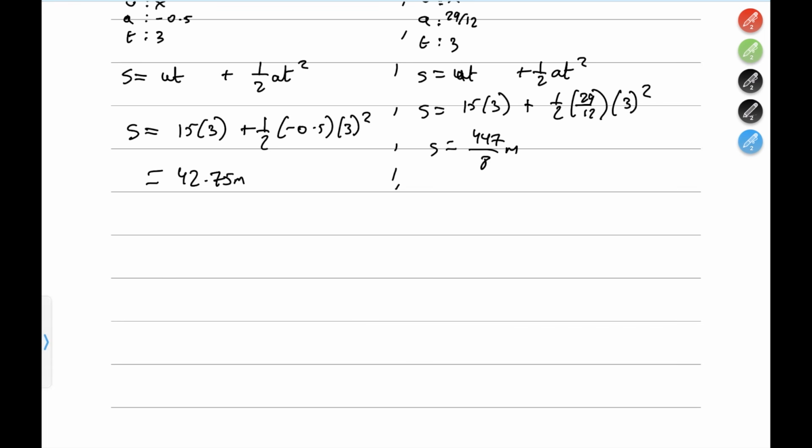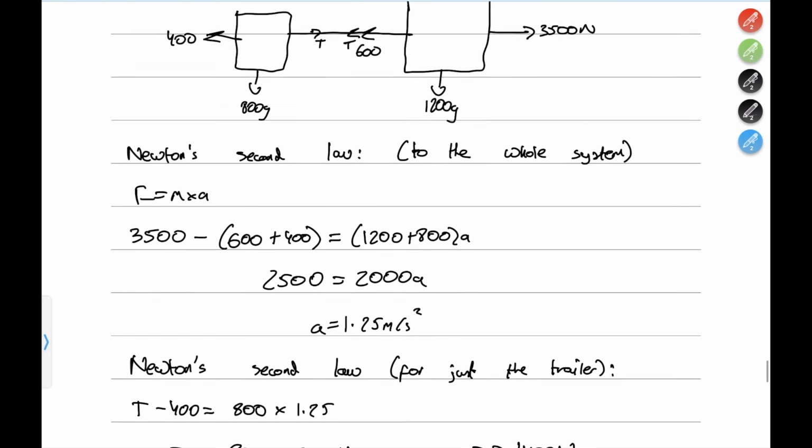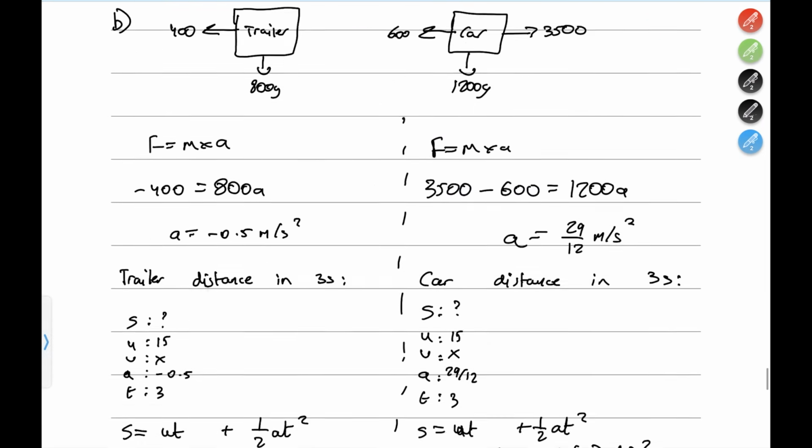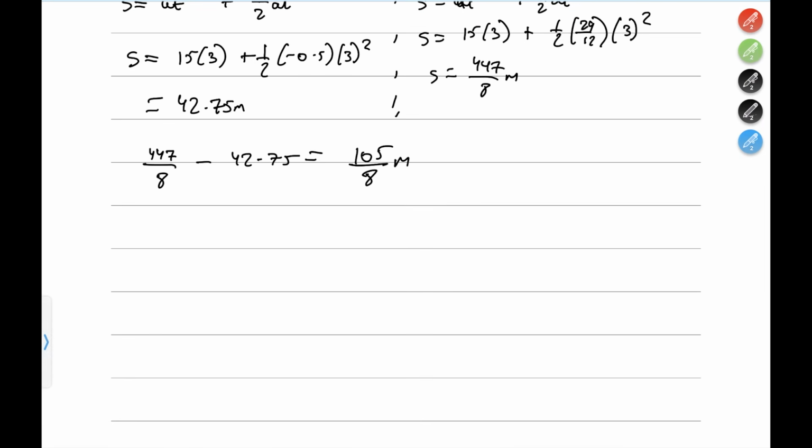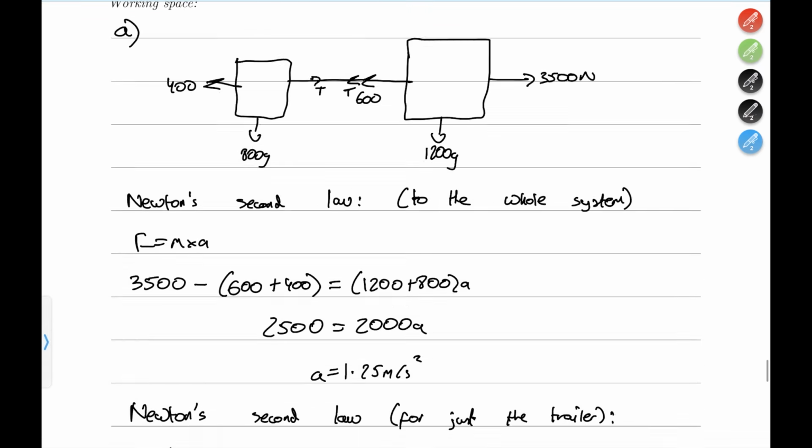Okay, so if we want to find the distance between them after 3 seconds, what we can do is just subtract the distances. So we can do 447 over 8 minus 42.75, and that gives us an answer of 105, sorry, not 195. So 105 over 8 meters. I don't think it gives any accuracy. So that is the exact distance there. So 105 over 8, or you could say 13.125. But I think you should give 105 over 8 because it says exact. So that is part B done.